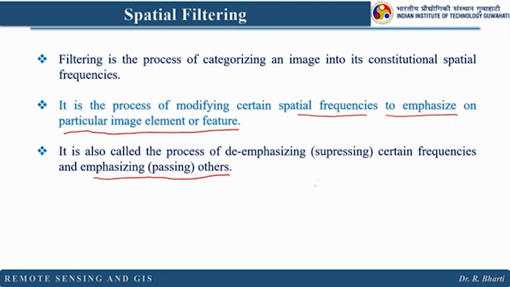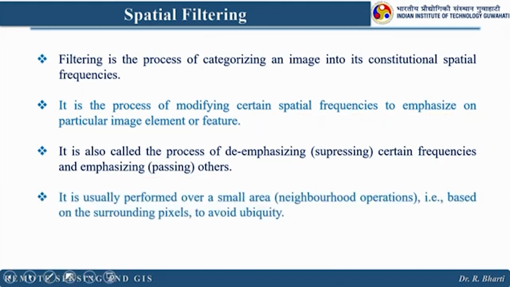Suppose this is the area and you want to highlight this particular portion of the image. Then this will get enhanced, but this will get suppressed. So it is working in both directions. It is usually performed over a small area, based on the surrounding pixels, to avoid ambiguity. Why?